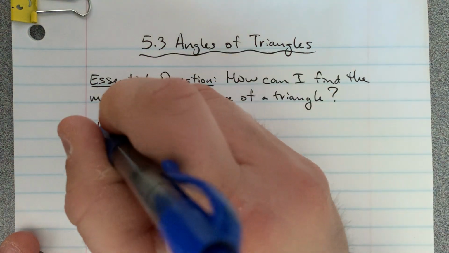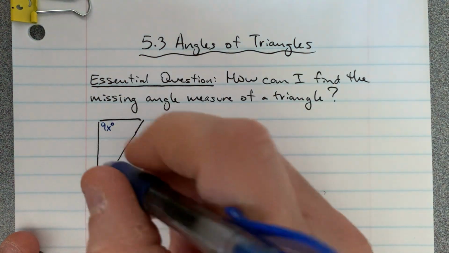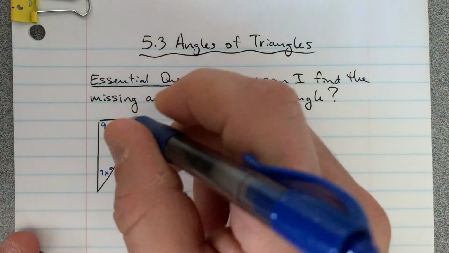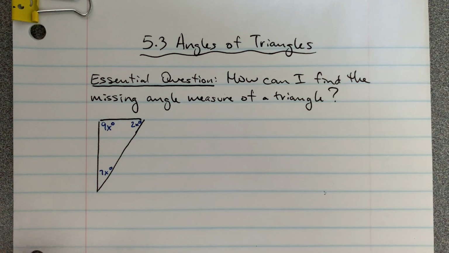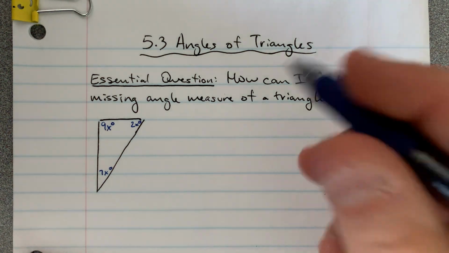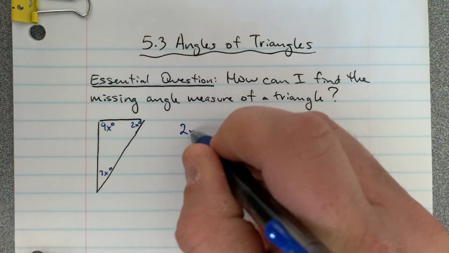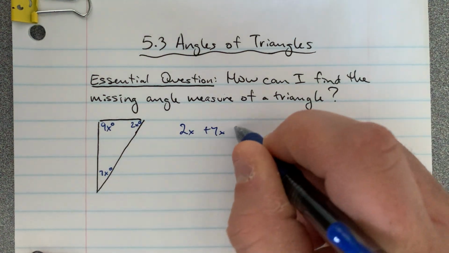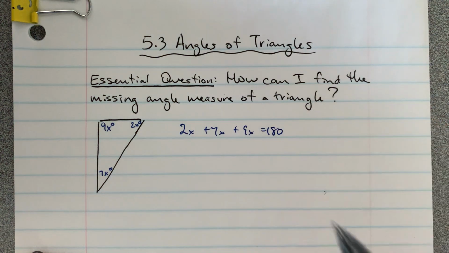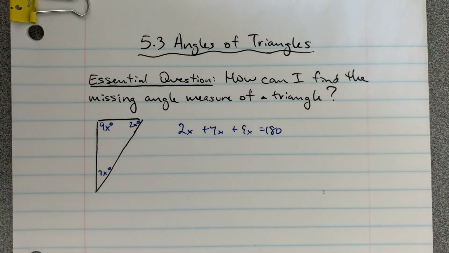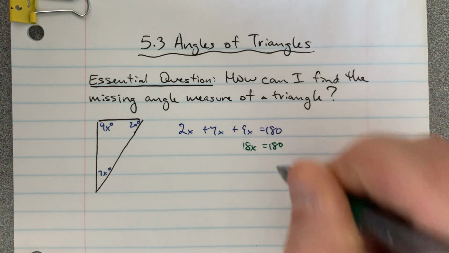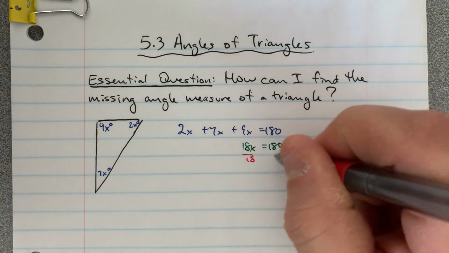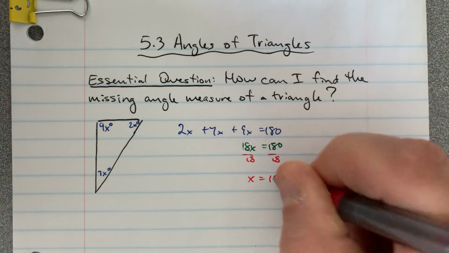Okay, so I'll give you a triangle here. I'm going to tell you that this angle here is 9x degrees, this angle down here is 7x degrees, and this angle up here is 2x degrees. I know that there's 180 degrees inside of a triangle, so I can say 2x plus 7x plus 9x equals 180. Now I just need to solve this equation according to my equation rules from earlier this year. 2x, 7x, and 9x is 18x equals 180. We divide by 18 on both sides, and x equals 10.